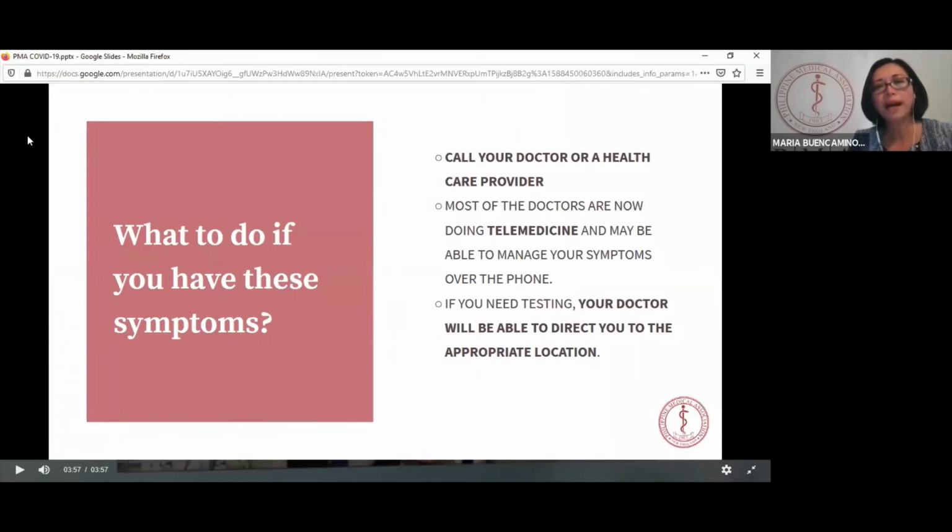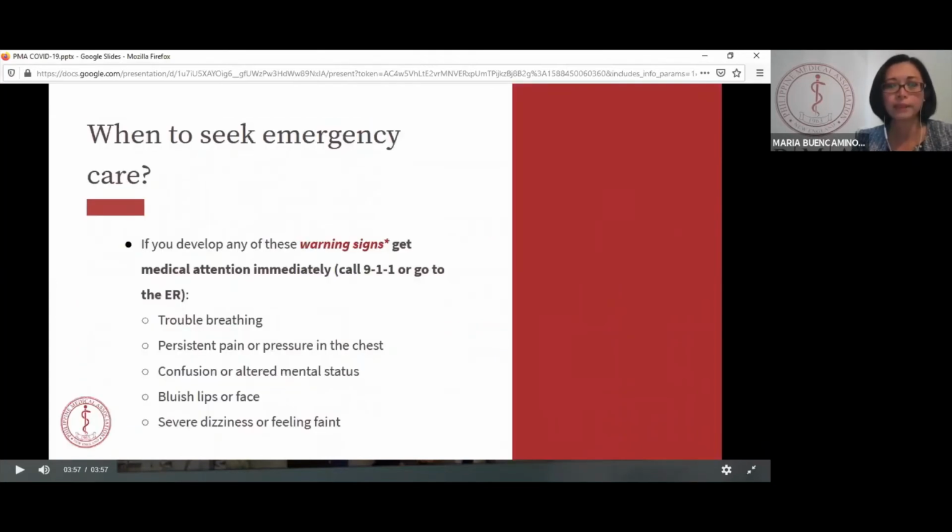So what do you do if you have these symptoms or you think you may have COVID-19? So the first thing to do is call your doctor or healthcare provider and explain your symptoms over the phone. Do not just rush right away to your doctor's office to minimize the risk of spreading the infection. Most of the doctors are now doing telemedicine or virtual visits and may be able to manage your symptoms over the phone. If you need testing or need to be seen, your doctor will be able to direct you to the appropriate location. Next slide, please.